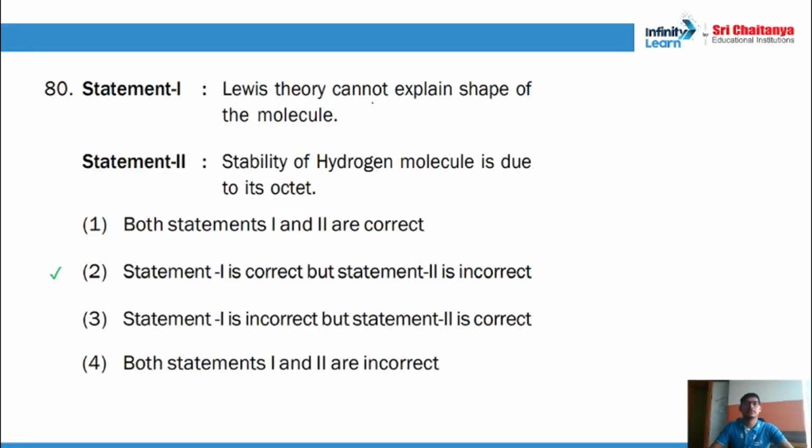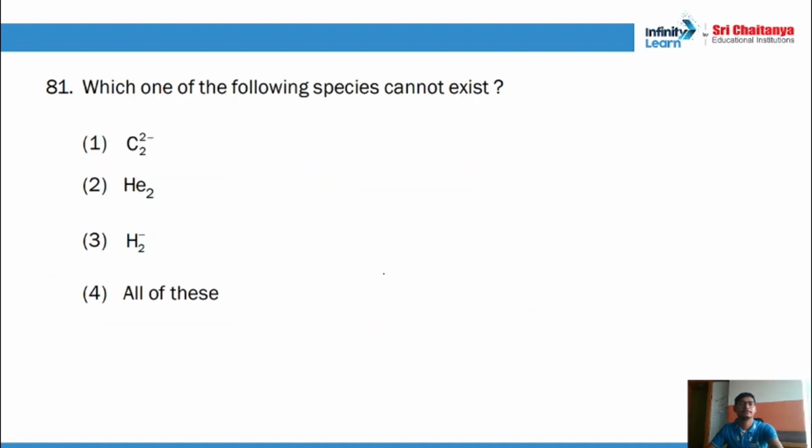Lewis theory cannot explain the shape of the molecule, correct, because it only gives the distribution of valence electrons. The stability of the hydrogen molecule is because of its duplet. Hydrogen cannot have 8 electrons in its valence shell, it only has the first shell. So statement 1 is correct, but the second is incorrect.